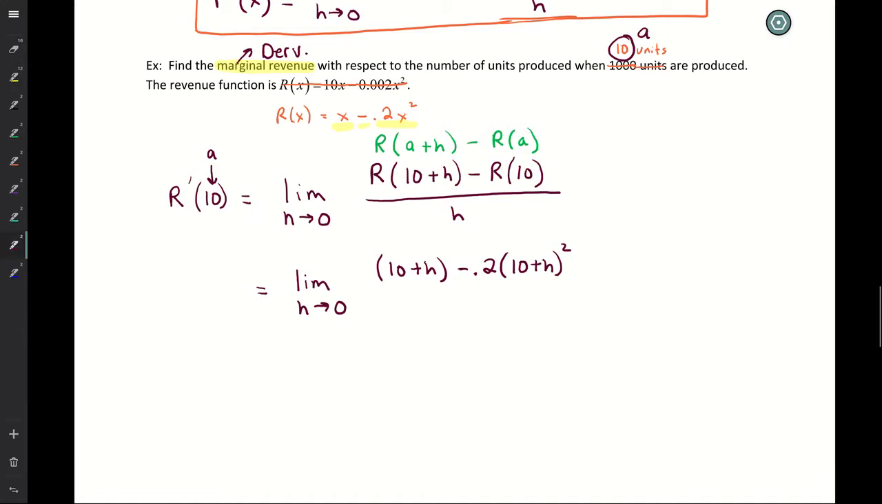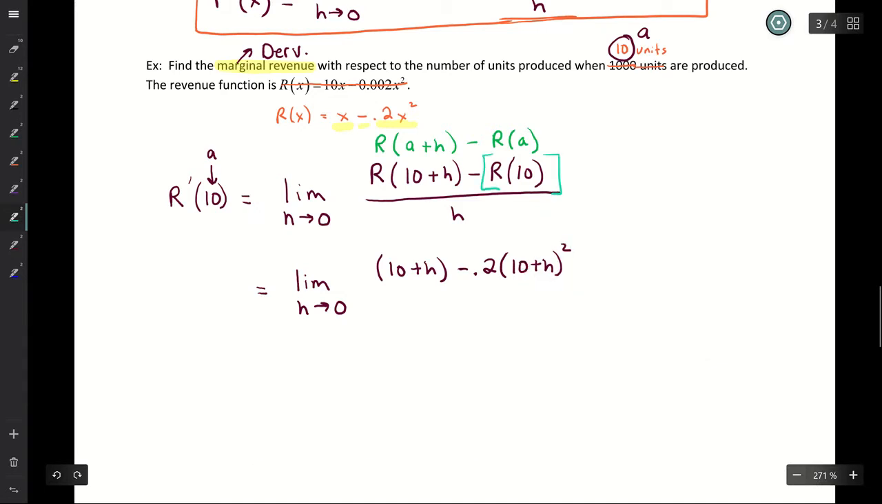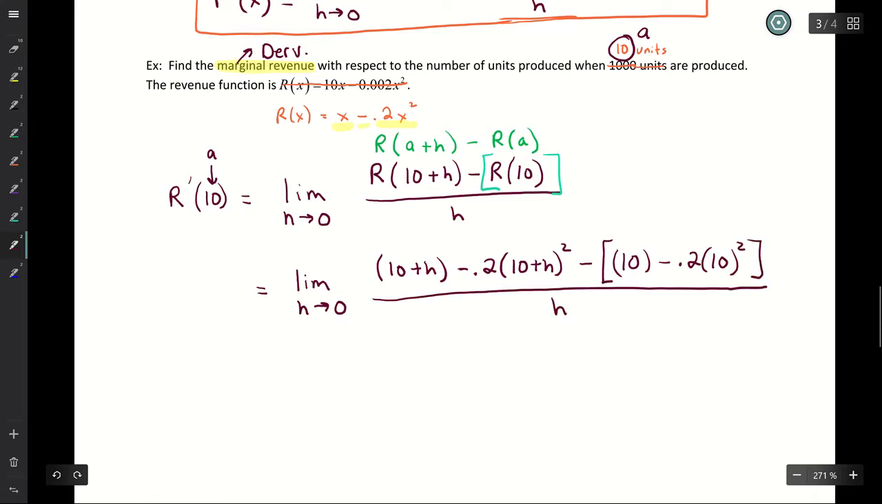All right, then from earlier problems, we know that we have to be careful. Here, we'd want a bracket around this piece since our function is a multiple piece type of function. So we want to say minus, and then we'll put a bracket there, R of 10. So it'd be 10 minus 0.2 times 10 squared. And then all of this is over h.